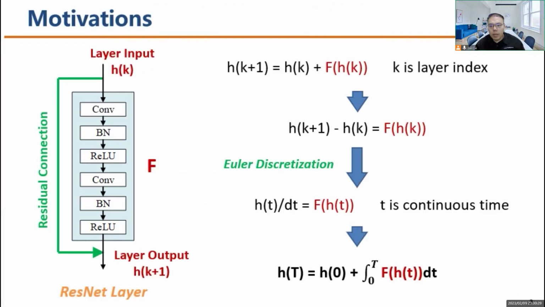ResNet is built by adding residual connections. The left figure shows a typical ResNet structure with convolutional layer, batch normal layer, and ReLU layer. If we treat the blue block as a function f, the transfer function from layer k to layer k+1 is here.